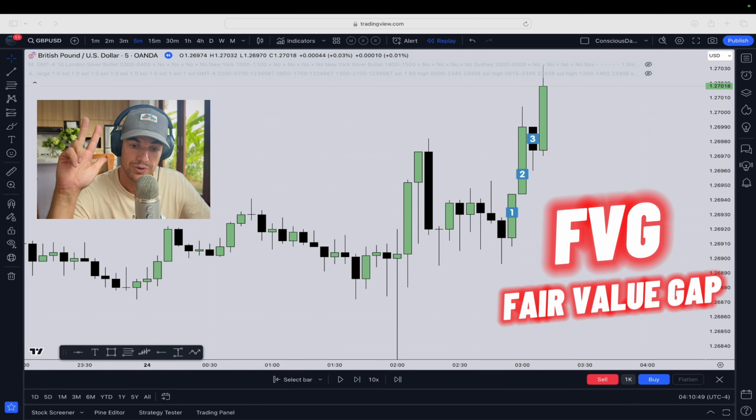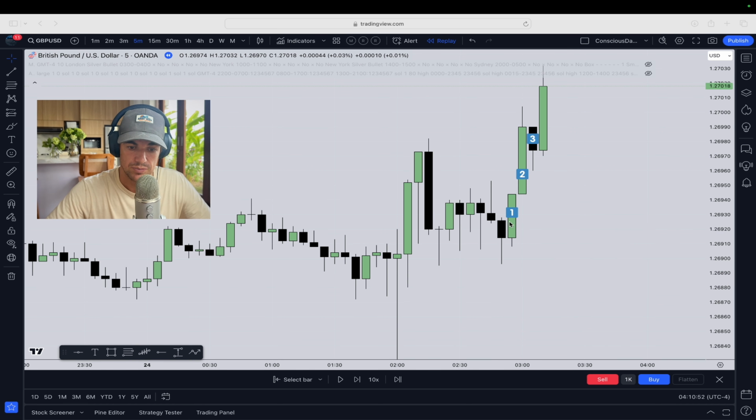A 1, 2, 3 candle formation. The first candle is going to close. We're going to wait for the second candle to close, and we're going to wait for the third candle to close. When that happens, we're going to focus on the second candle. Move the second out, and you're going to see where the first one finishes and where the third one starts. Is there a gap in between those two?